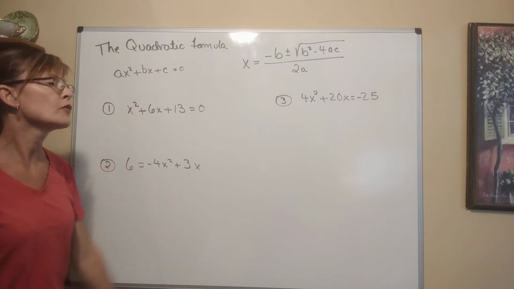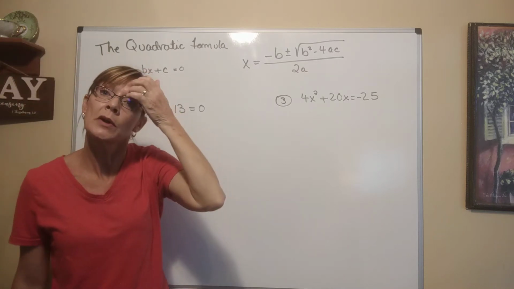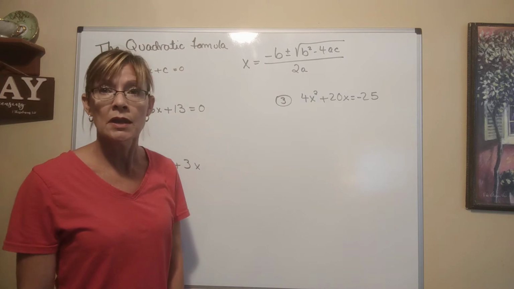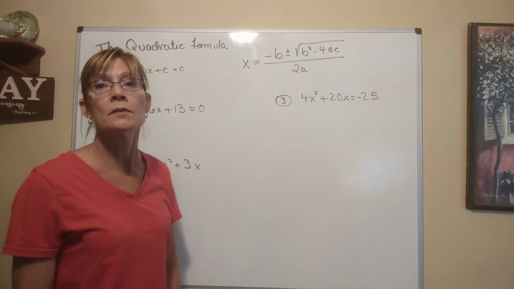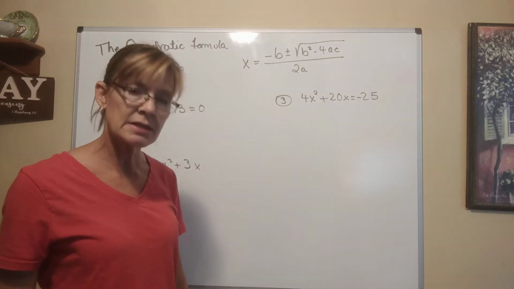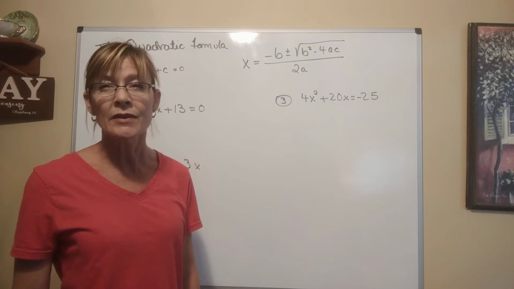What is the quadratic formula? It's this, and it's derived from the method of completing the square. That's where we get this from. It's x is equal to negative b plus or minus the square root of b squared minus 4ac, all over 2a. If you haven't memorized this, I think it's a great idea to memorize it because you use it very, very often in math.